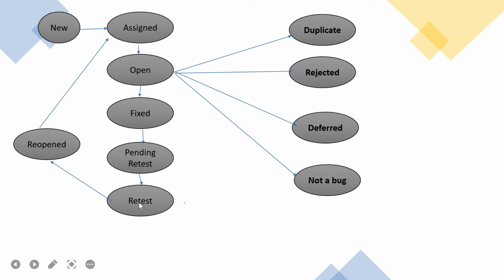Now, after retest, if the test engineer feels yes, this is fixed, he will mark it as verified. Verified means yes, as a test engineer, I have verified it. And then the test lead or even the test engineer can close the defect. So this is the complete defect life cycle. Did you people understand that? Any questions?